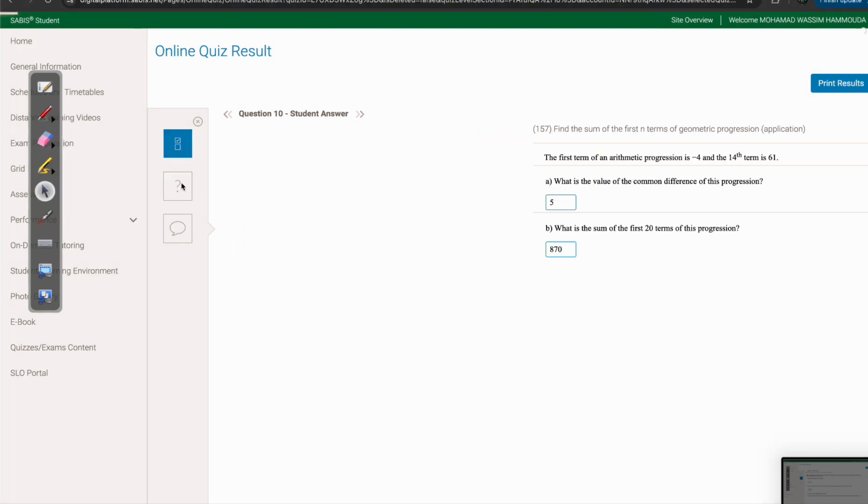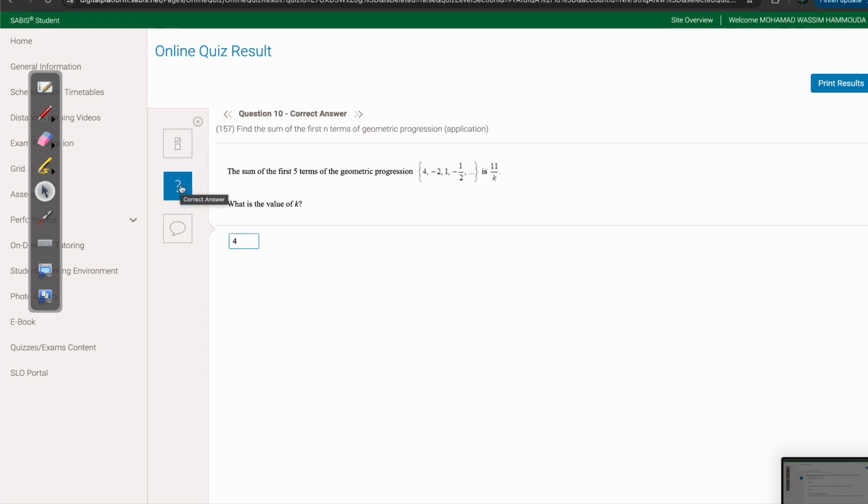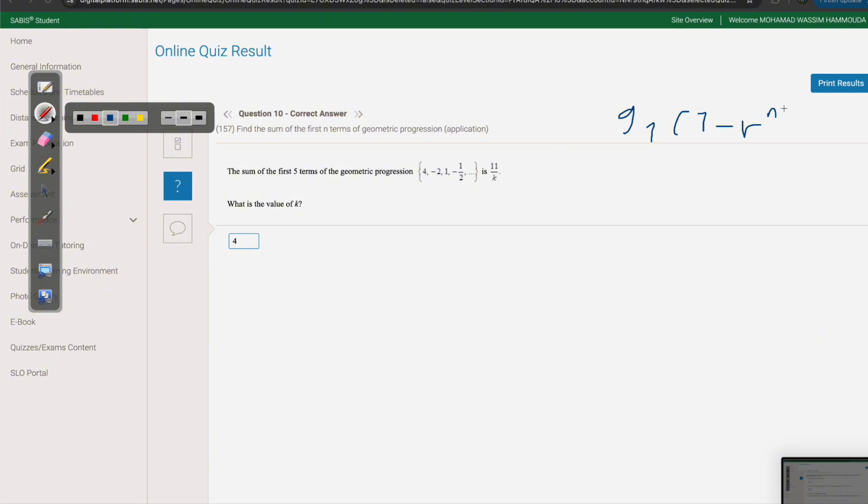Number 10. The sum of the first 5 terms in the geometric progression is, okay, again, just simply do the rule. g1 into 1 minus r to the n over 1 minus r. As you can see, r is negative 2 over 4. R is negative 1 over 2. Right? So then we're just going to plug this into the calculator.